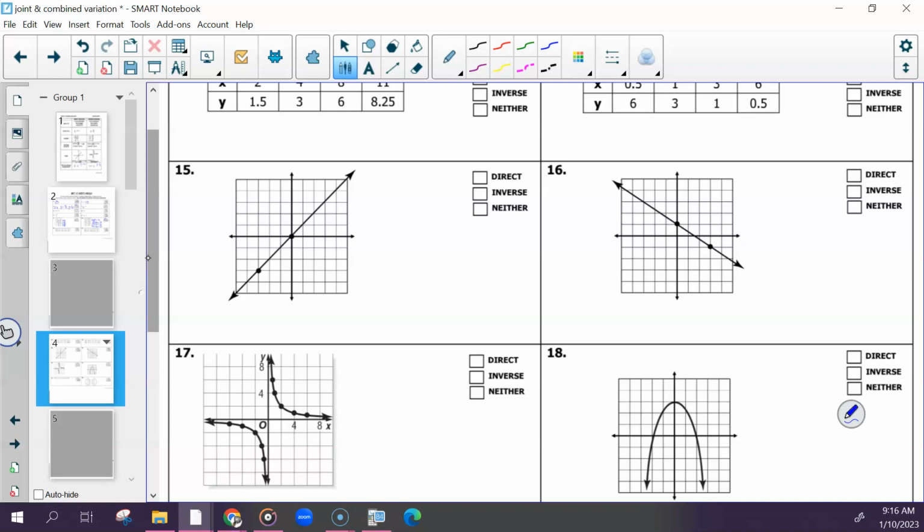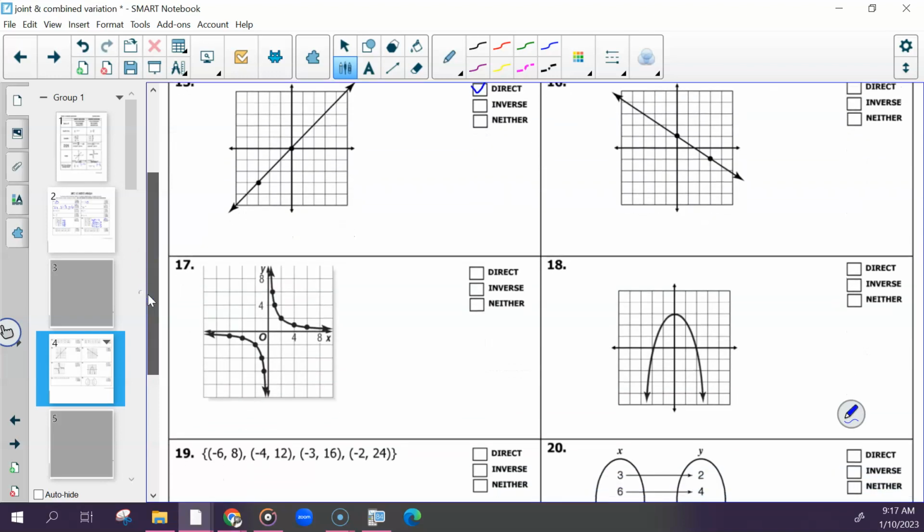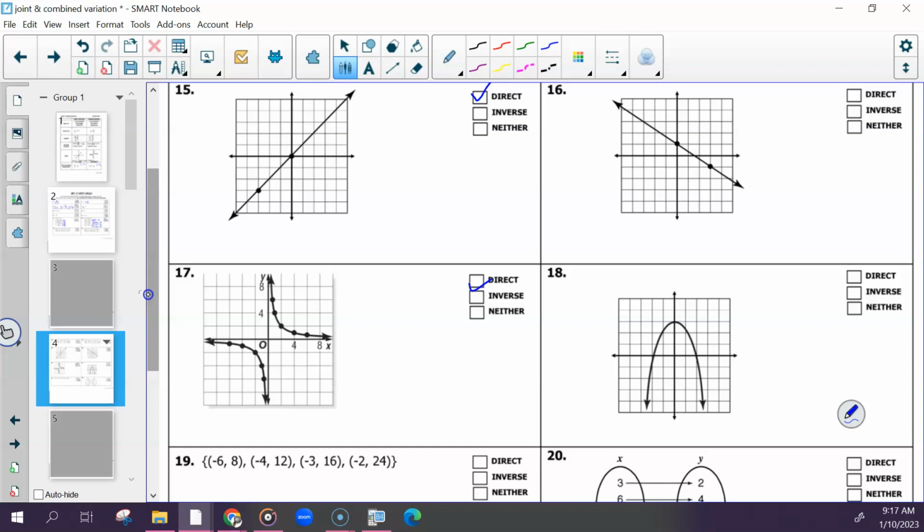Number 15. Direct, inverse, or neither. Direct. With the line that goes through the origin, the constant is the same throughout all your points. 17. Direct, inverse, or neither. Inverse. Making that hyperbola shape. 18. Direct, inverse, or neither. Neither. Because it's not a line, it's not this. Anything that is not a line and not this is neither.